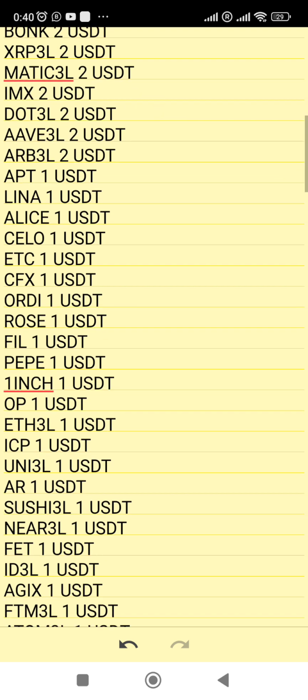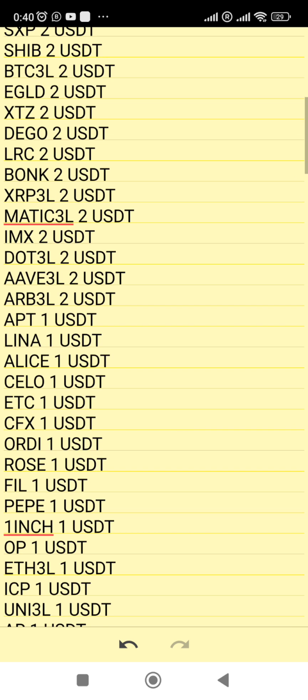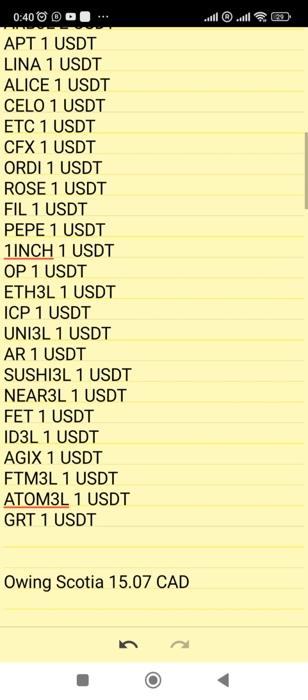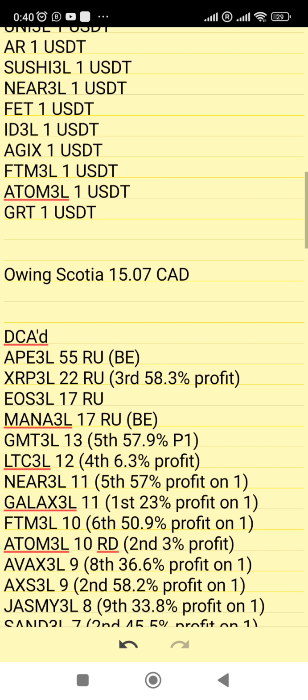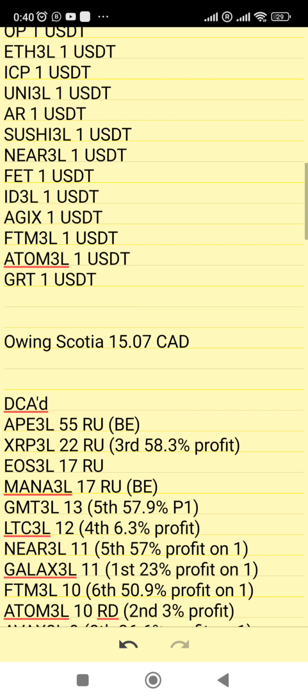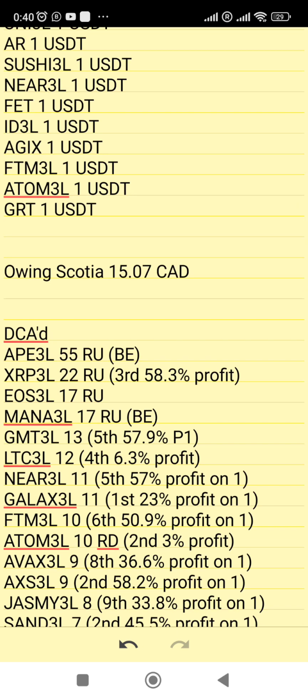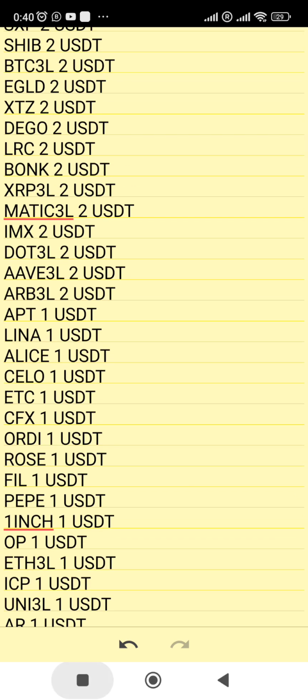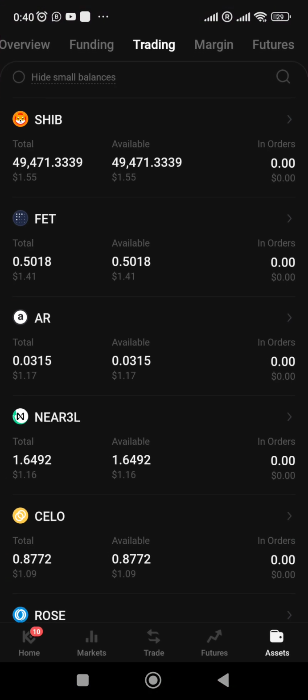SHIB, FET, AR, NEA. SHIB is 2, so it's time to buy. FET, AR and NEA. FET is down here. AR is here. NEA is here. All of them are 1, but SHIB is 2. All right. So SHIB is 1.55 out of 2. It's time to buy because 1.6 is the cutoff. If I've bought 2 USDT, as 1 USDT twice, right? So I've bought twice. So 1.55 means it's time to buy.